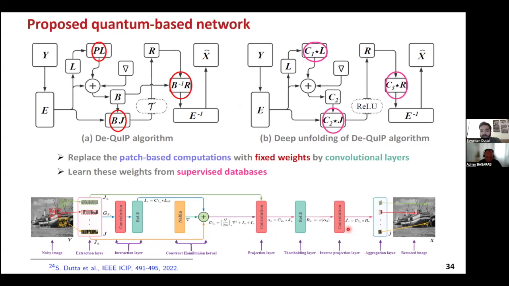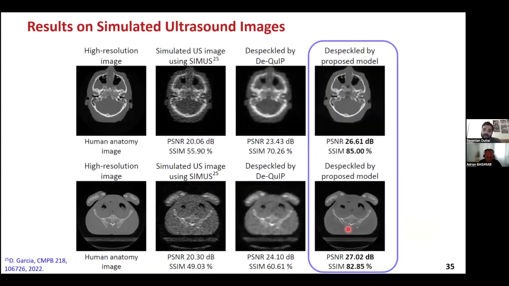We trained our model on different images, and it works quite well for the denoising task. We also tried super resolution and deconvolution. Here I show an example for the ultrasound image resolution enhancement task, where we took some human anatomy images, and this is the respective speckle version, generated using the Simon's toolbox. Then we trained our model using these pairs of images in a supervised way. Here I compare the baseline DeQuIP algorithm with our proposed algorithm, and we can see that our proposed deep learning model is significantly better. It is much closer to the original image.